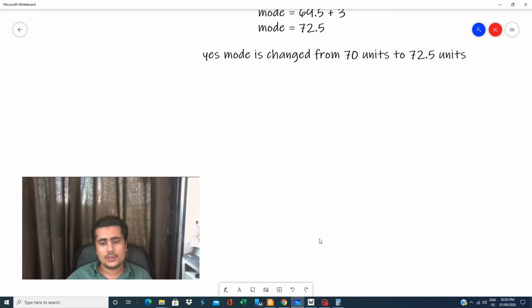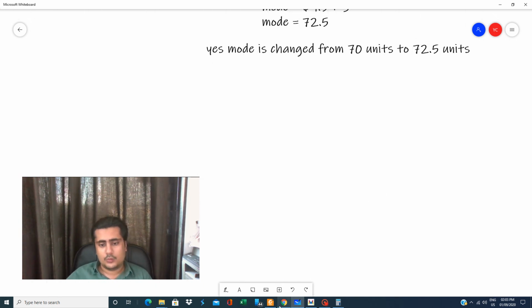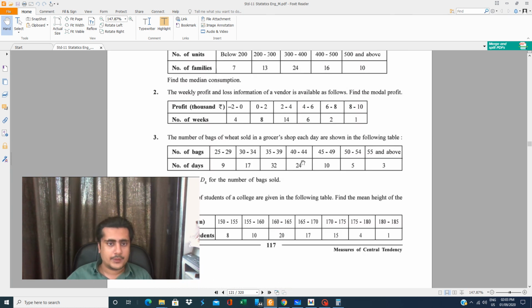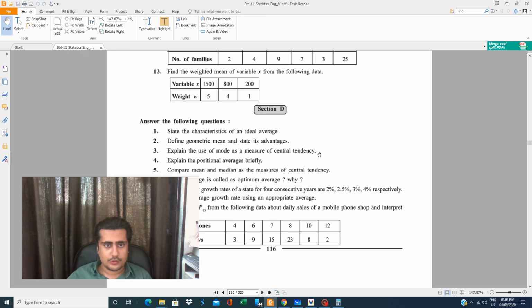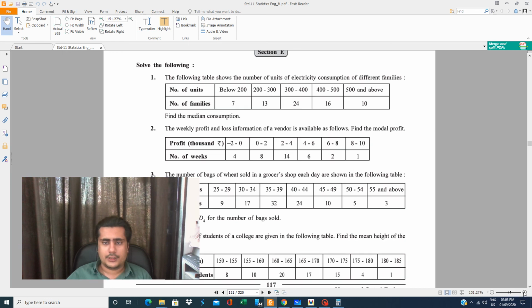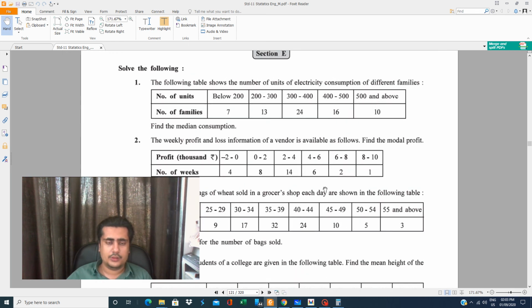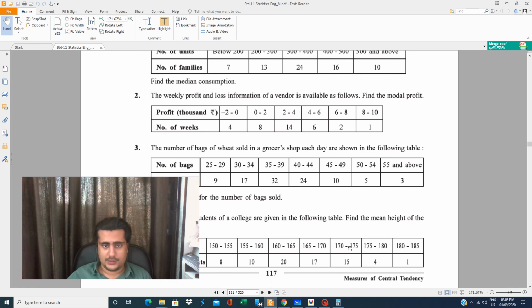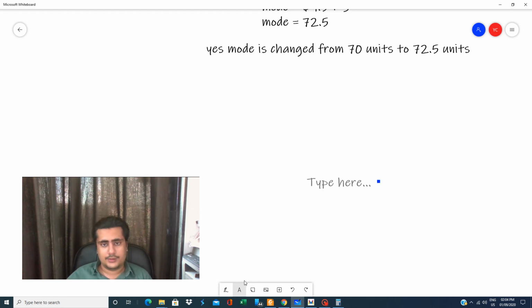Then let us do one more question. Time is left, we can do one. This is a very simple question. This is Section E, sum 2. The weekly profit and loss of a vendor is available. Find the modal profit. Profit is given in 1,000 rupees. The classes are minus 2 to 0, 0 to 2, 2 to 4, 4 to 6, 6 to 8, 8 to 10.